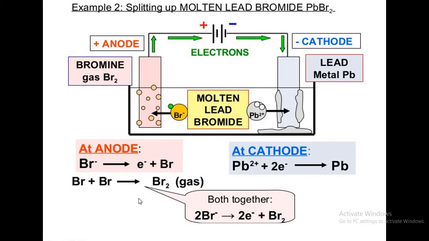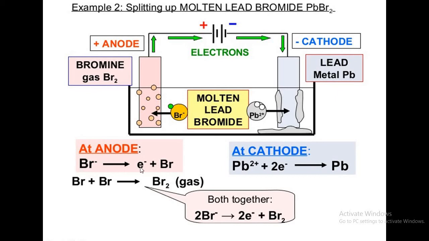How do we show the half cell equations at the anode and cathode? Bromide will come to the anode, and it will lose one electron. Now see, that's what I was talking about. When you are writing an electron as a product, you are going to use the addition sign to express these two products.